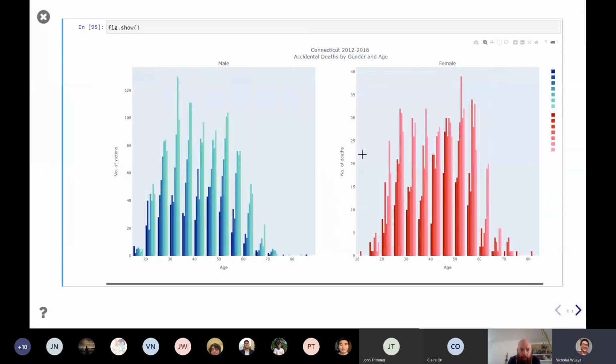Oh, it's not. So basically the gradient represents the time. So this is 2012, 2013, 14, 15, 16. Generally we see an increase for each age range. We see an increase in the number of recorded accidental deaths or overdose deaths, and we see that the peak age for male is much younger than for females.